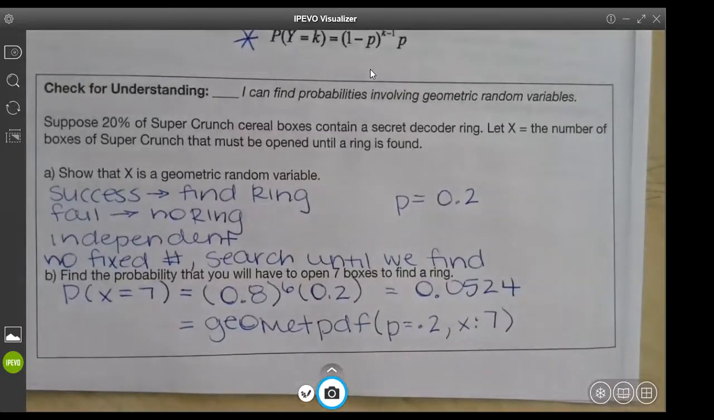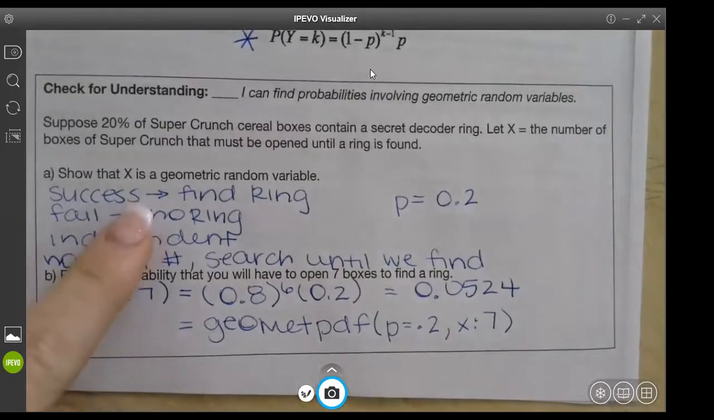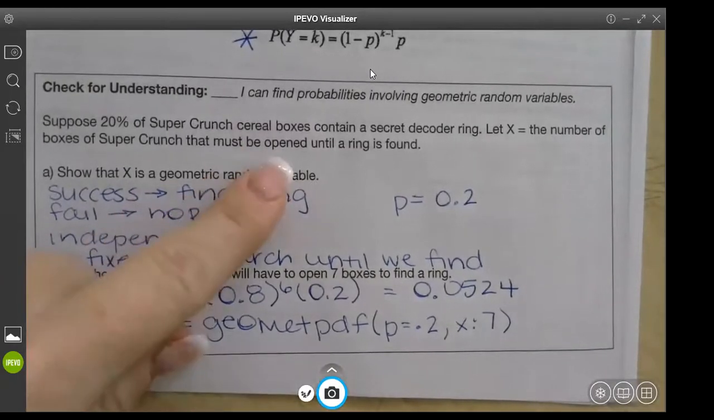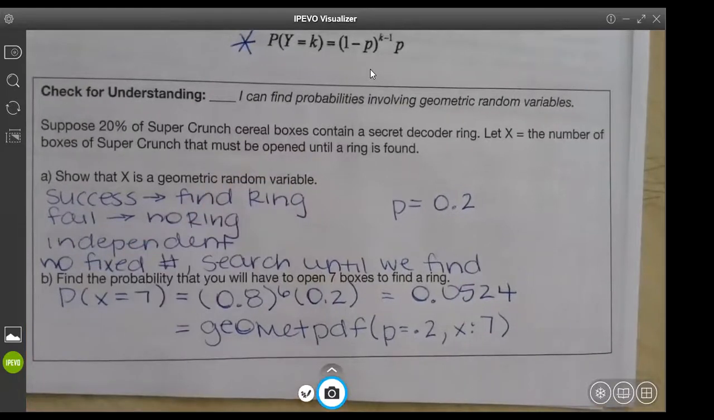How do you know to use geometric? Because we defined that it was geometric because we want to open it until a ring is found. If it says do 6 trials, we know to use binomial. Everybody good? All right, check your next one.